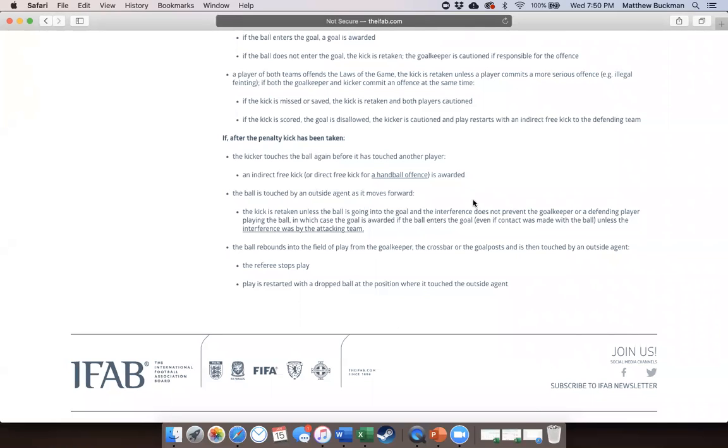All right, and then lastly, if the ball rebounds into the field of play from the goalkeeper, the crossbar, or the goalpost, and then is touched by an outside agent, now the penalty kick is over. You would restart play with a drop ball, because that's what we do when an outside agent comes in and touches the ball. So if the penalty kick has been completed, meaning it's hit the goalkeeper, it's hit the crossbar and has come back into play, and then an outside agent touches it, then it's just active play and we do what we do.